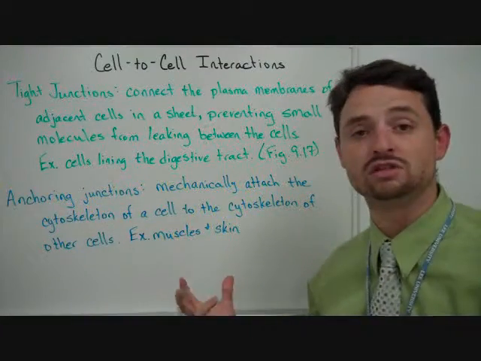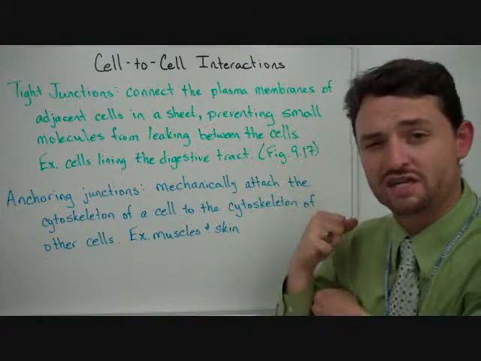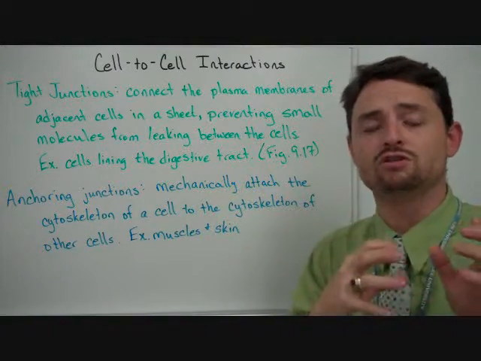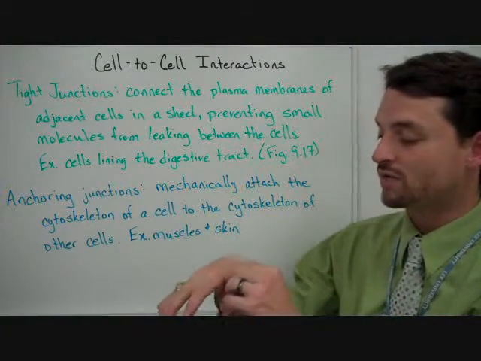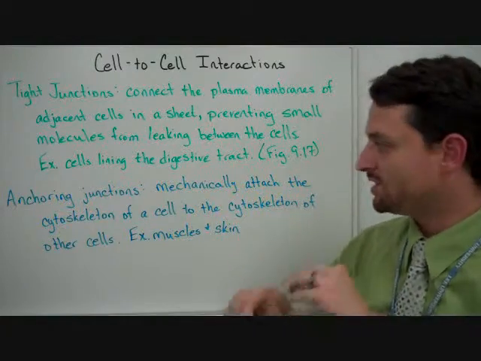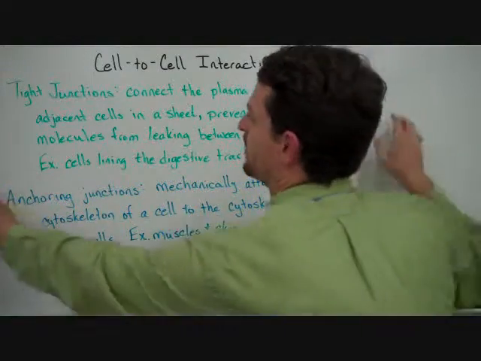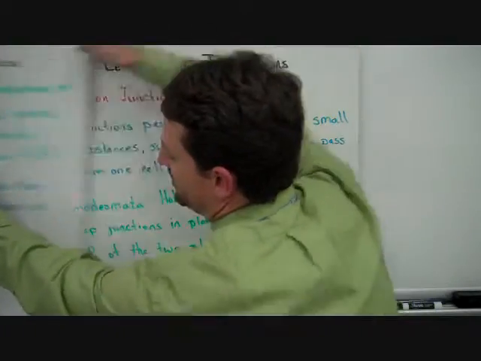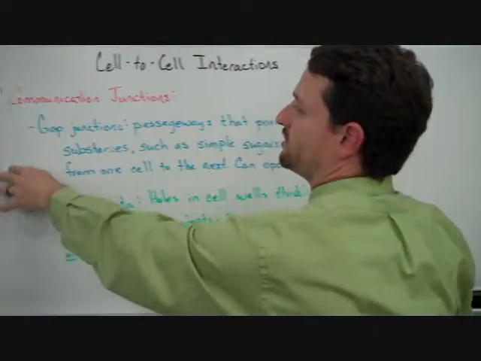And you see this in muscle cells, obviously, to cause all of them to contract at one time. If you can get one moving, the others move with it. Also in your skin, that's what gives you the ability that your skin doesn't just pull apart. It's those anchoring junctions that help hold it all together. And those are cytoskeleton connections there.